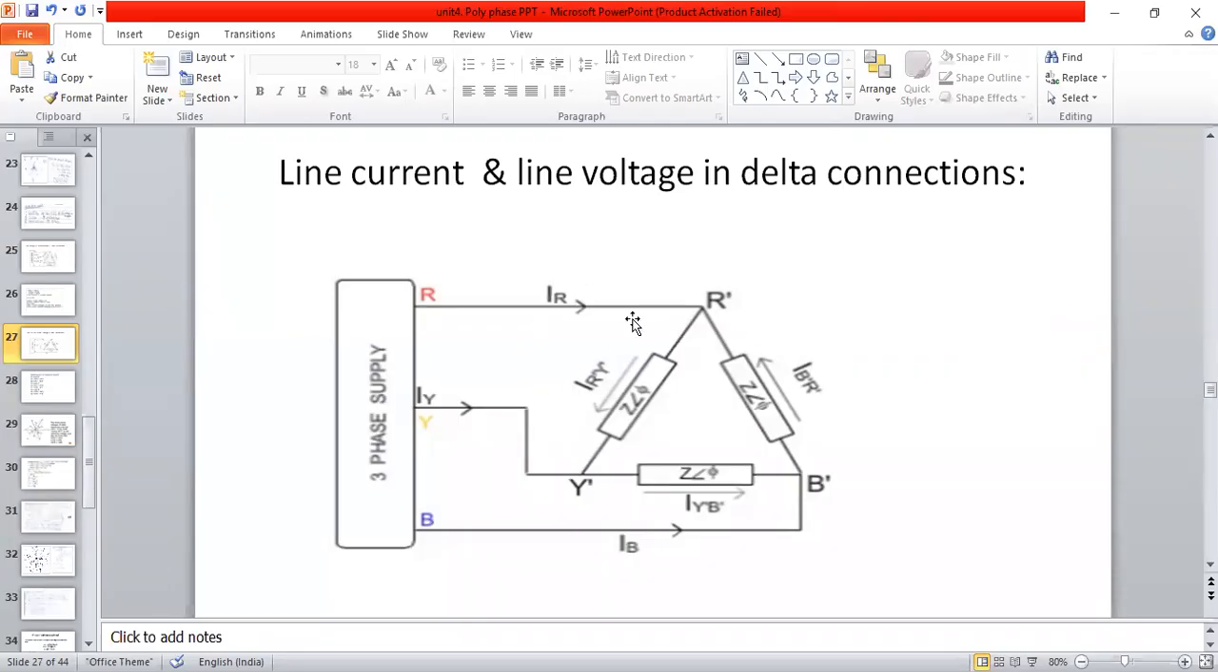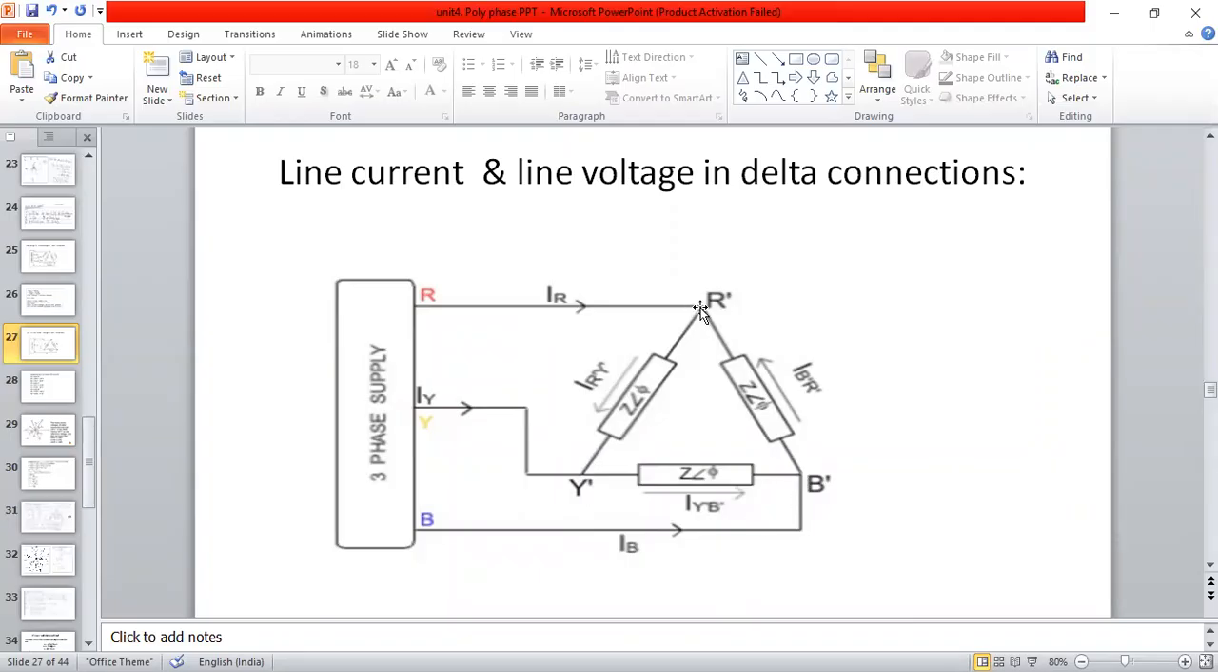Yes, sir. Line currents and phase currents. Is it clear? I have just explained, I have not yet derived the equations. Considering this delta connection, how many junctions are there in this delta connection? Junctions are nodes. 3 junctions are there. This is 1 junction, 2 and 3 junctions are there.